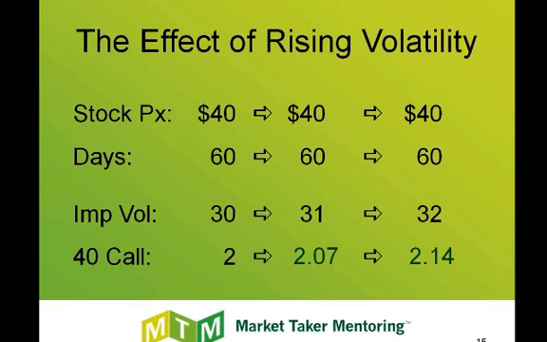Now let's say that the stock price doesn't change. The days to expiration don't change. This all happens within 1 day. But implied volatility rises by 1 point. Look what happens. The 40 strike call rises to 2.07. So look, this is something you really must understand. The stock price or the days to expiration don't have to change, but the option price can change. And when that happens, that's called implied volatility changes. And look, if implied volatility rises another percent, the price of the call rises another 7 cents.